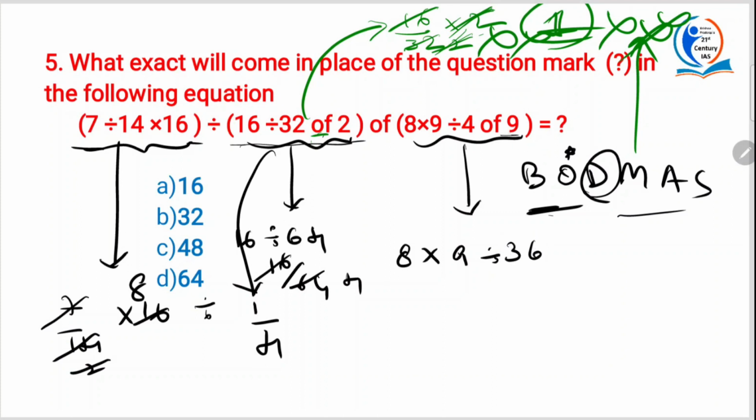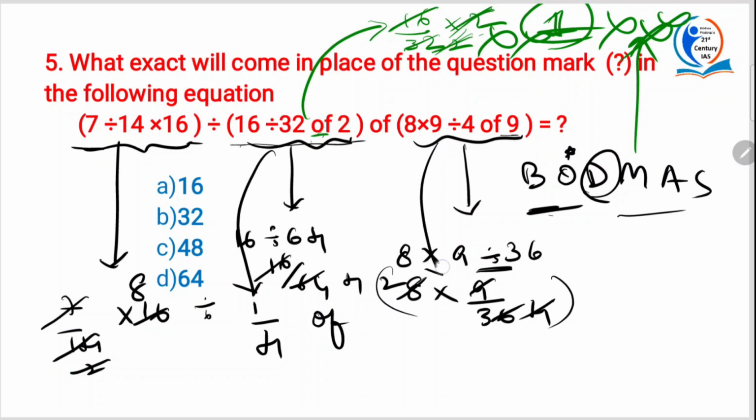It's 9 4s are 36. Now you have to give preference to division over multiplication. 8 into 9 by 36. 9 ones are 9, 9 fours are 36, 4 ones are 4, 4 twos are 8. Now the answer for this particular bracket is 2.